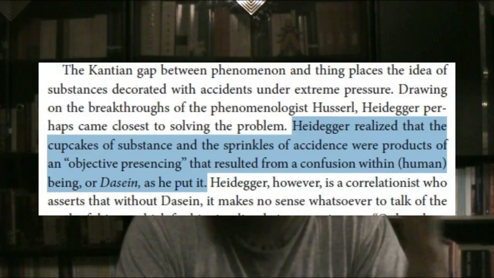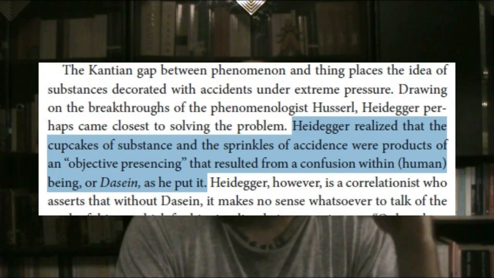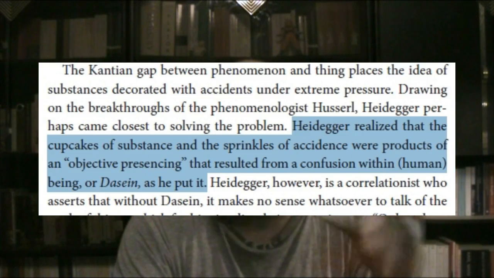And to quote Morton about Heidegger, "Heidegger realized that the cupcakes of substance and the sprinkles of accidents were products of an objective presenting that resulted from a confusion within human being, or Dasein as he put it." And so this basically says that the divide between substance and appearance resulted from a confusion or perhaps a limit of a certain way of thinking, which is causal thinking, when you are looking for causes.